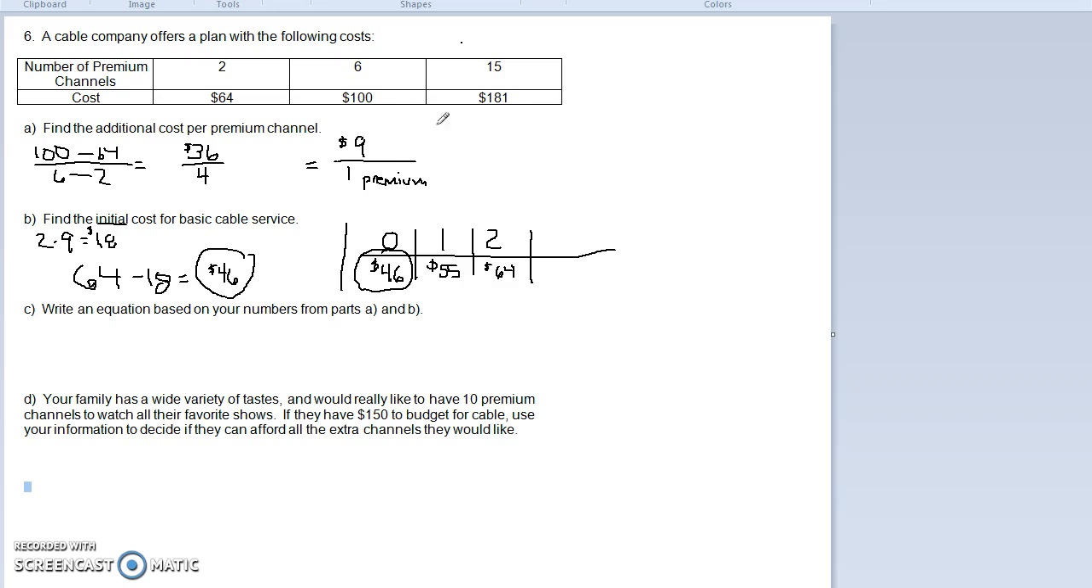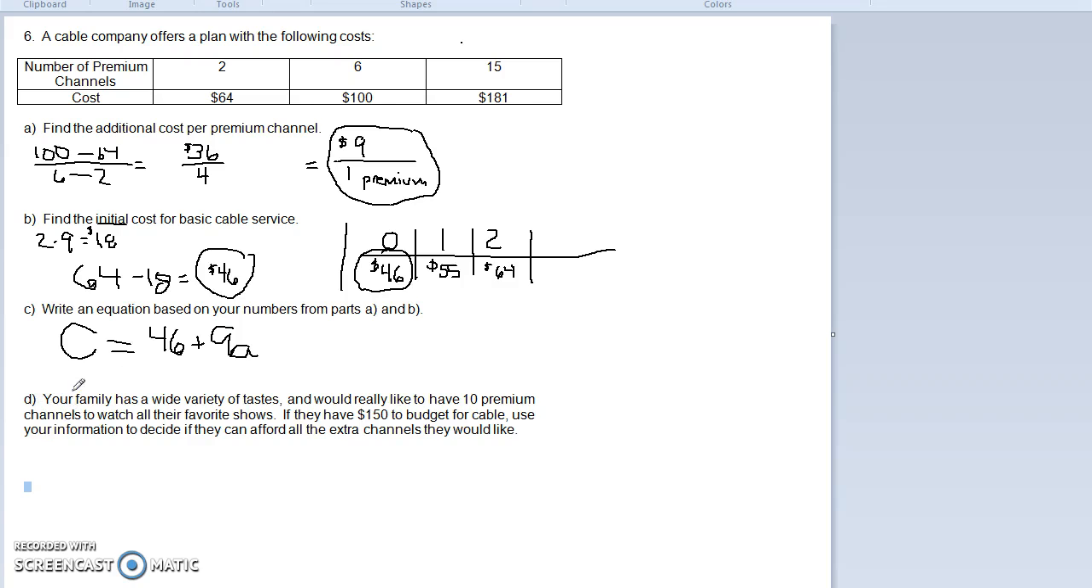So now we've done the hard work. We have the slope, we have the initial cost, and we're ready to write an equation. So the cost of the cable is $46 to start with, plus $9 for each additional channel. And remember, these letters don't matter. If you want to use a Y and an X, or if you pick P for premium, A for amount, it doesn't matter. These are variables. You can pick what letter you want to represent them.